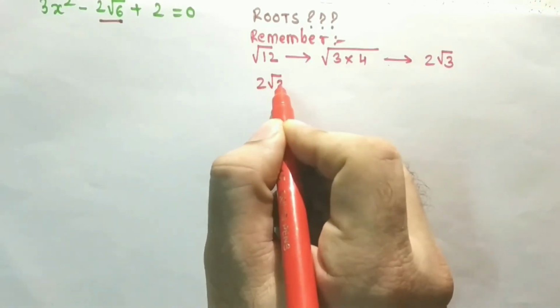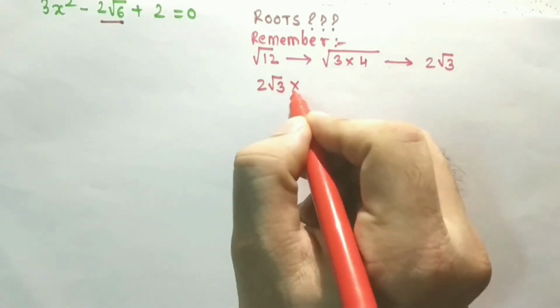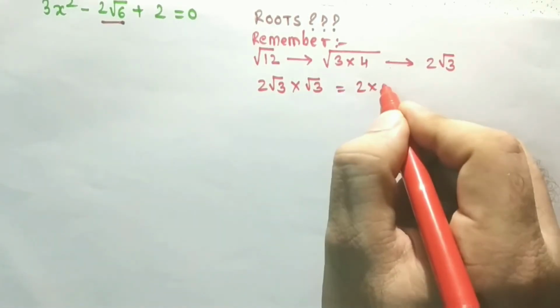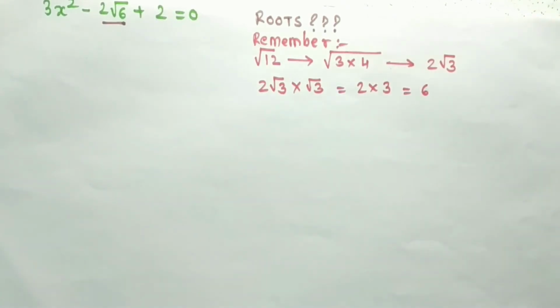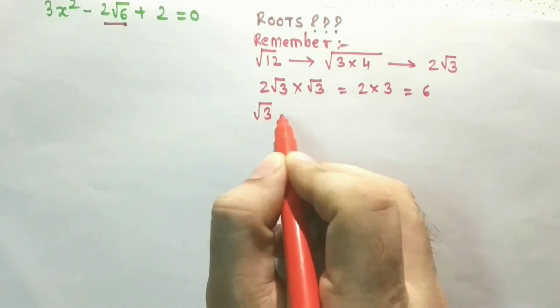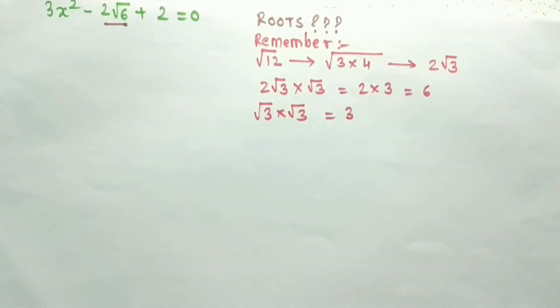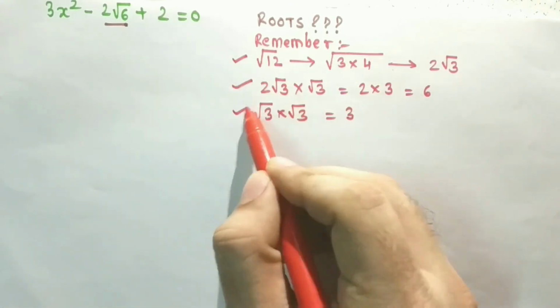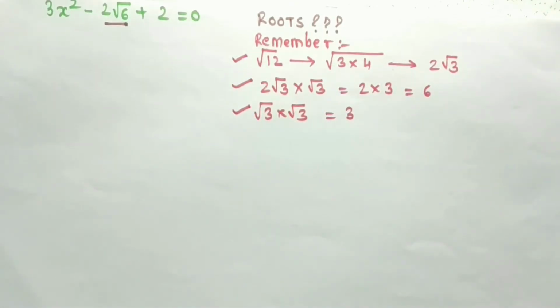under root 3. Also, there might be sums where you have numbers like 2 into under root of 3, which is multiplied by another under root 3. In such a case, under root 3's get multiplied and we get a complete 3. This 3 is then multiplied by 2 and we get the answer as 6. Remember, whenever an under root is multiplied by itself, we get a number without the root. Under root of 3 into under root of 3 will give me 3 as a whole. Now using this information, let's try to solve this sum.